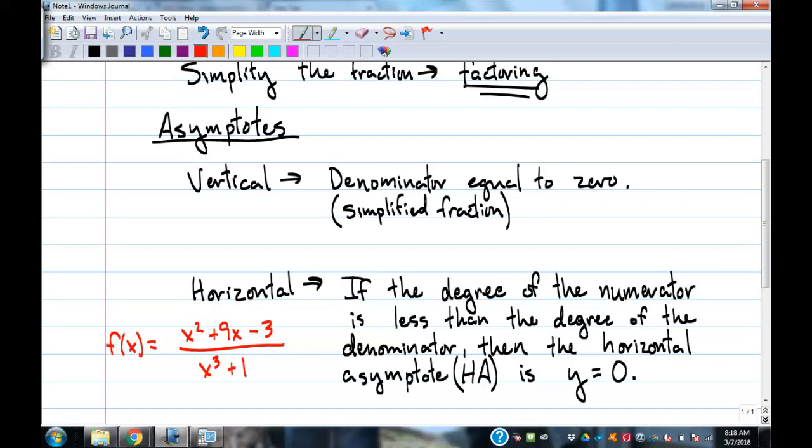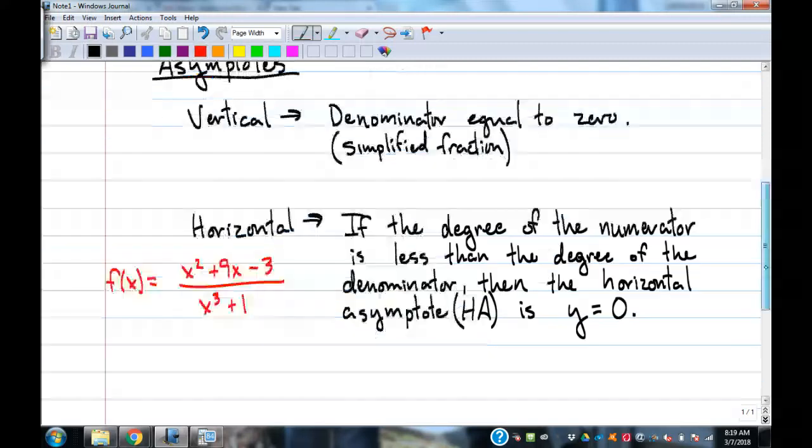The degree of the numerator here is 2. The degree of the denominator is 3. So the degree of the top is smaller than the bottom. So we know that this particular rational function has a horizontal asymptote at y equals 0, just by looking at the degrees. No work involved in that. So knowing that rule gets you one of the situations with the horizontal asymptote.